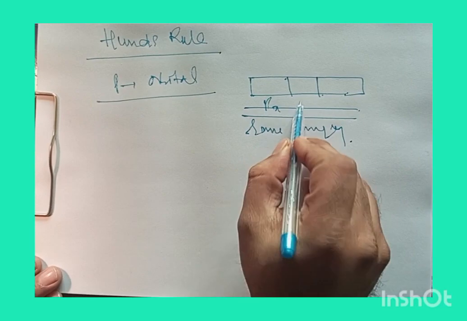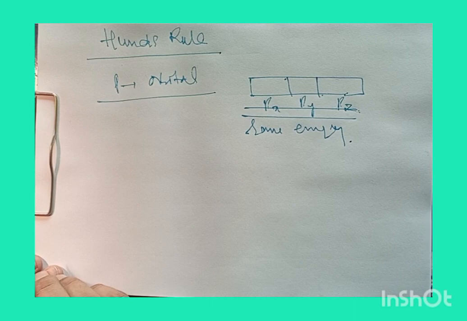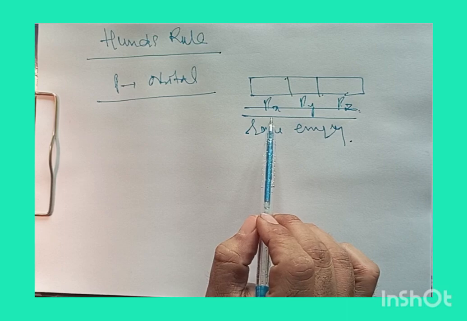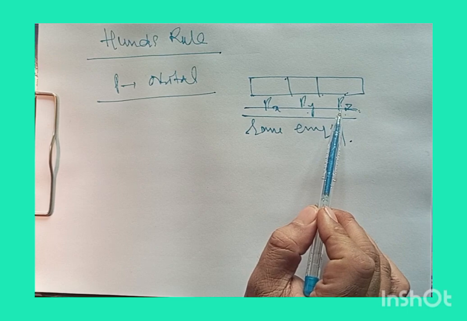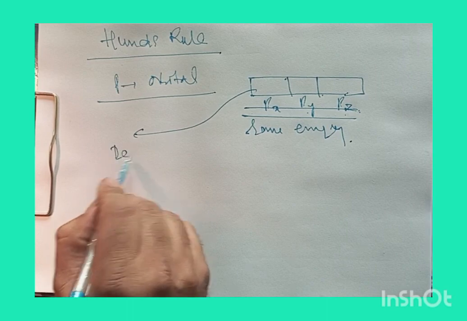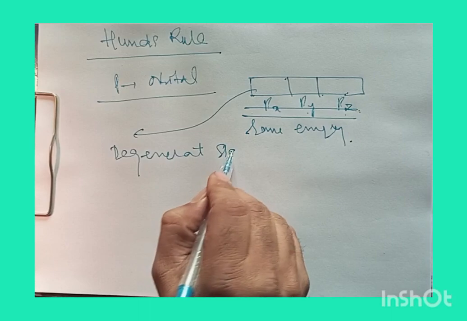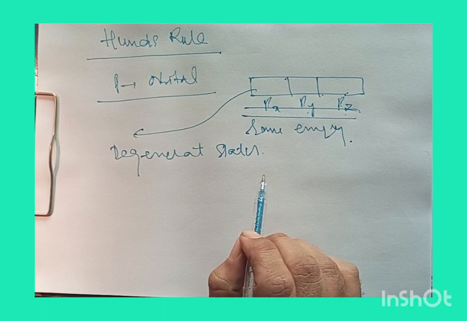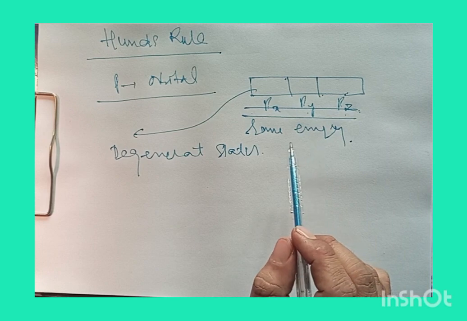Now let us assume this is px, this is py, and this is pz. For this p orbital, px, py, pz, the energies are the same, and we call these states degenerate states. Whether you call them states or levels, the choice is yours. Now the question is: how should electrons be filled in these orbitals?